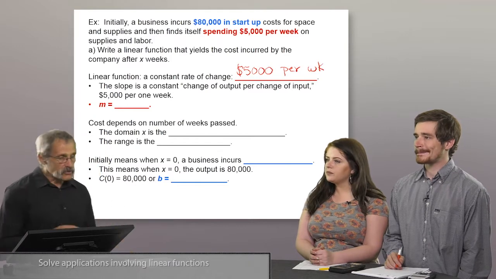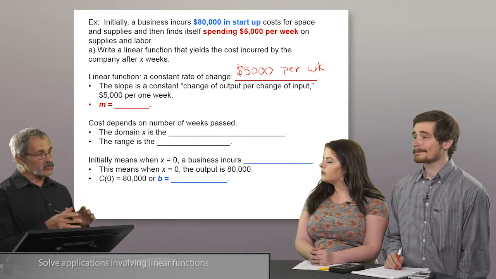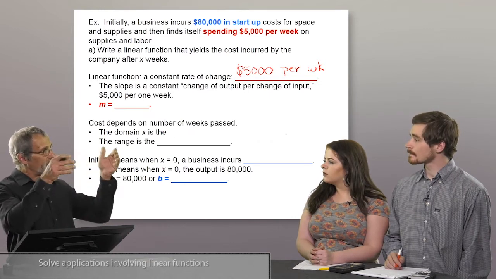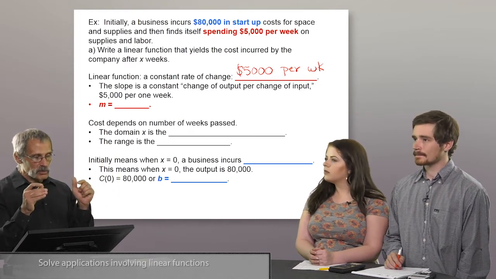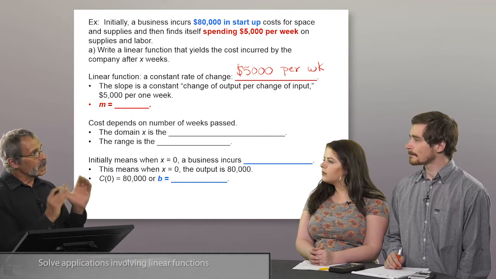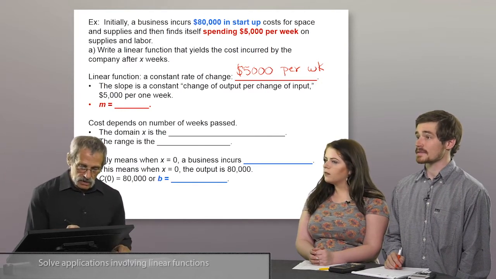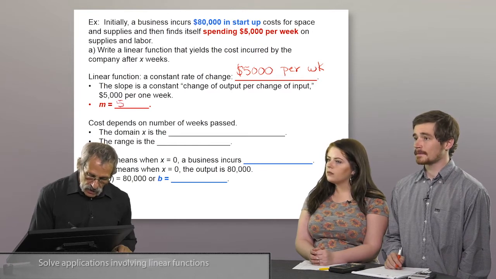That's okay with me. So the slope is really a constant of change of output per change of input, which in this case is a change of output, $5,000, per change of input, per 1 week. Right. Slope itself, the numerical value would be what? It would be 5,000. I'm going to write that in as well.